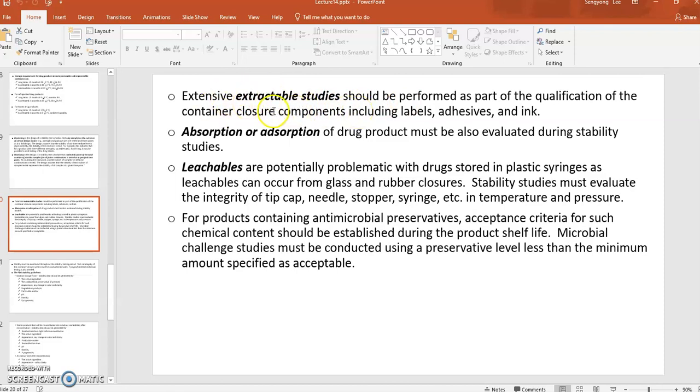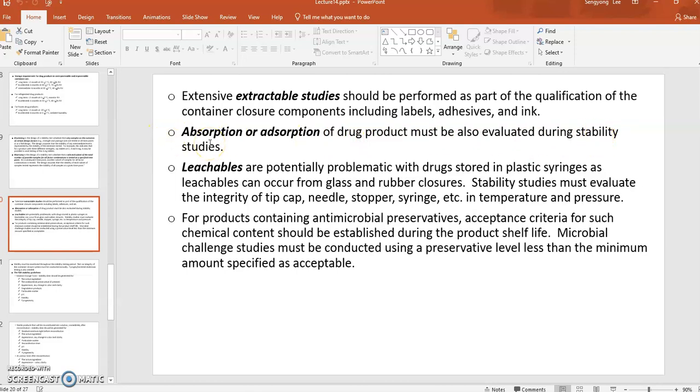Anyway, extensive extractable studies should be performed as part of the qualification of the container closure components, including labels, adhesives, and inks. Make sure that there's nothing coming out from those and mixing up with the drug, right? And then absorption or adsorption of a drug product must also be evaluated during the stability studies.